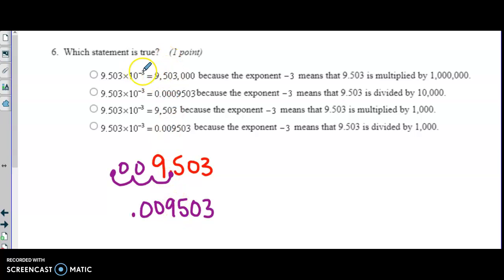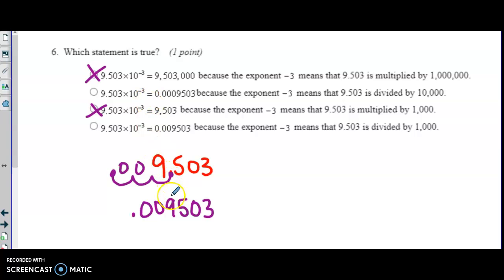Like here, they moved it and added 3 zeros on the end. That's not right. For this one, they moved the decimal 3 times to make the number bigger. 9,503 is a big number. We have a negative exponent. We want it to be a small number. So we're down to kind of these 2 answers.